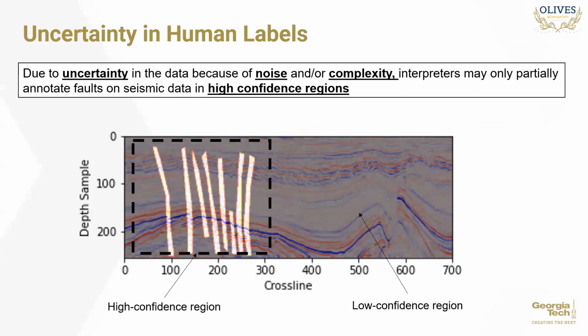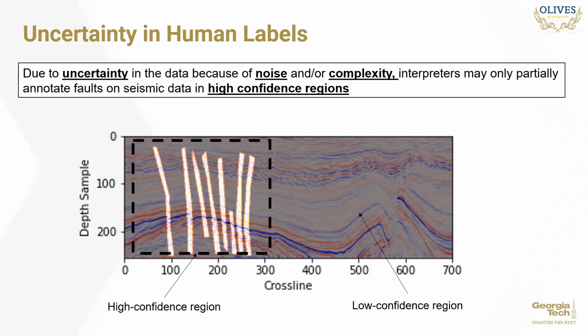Again, bringing back the seismic fault problem, many times with seismic images there are structural labels on these images. Here I have a seismic image that I'm showing you, and there are also faults that have been annotated by a human being on it. Oftentimes, what happens with seismic interpretation is that the interpreters only annotate the high confidence regions where they're sure of where the labels are, and they leave unlabeled the low confidence regions.